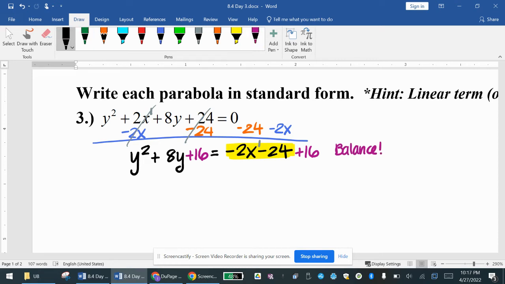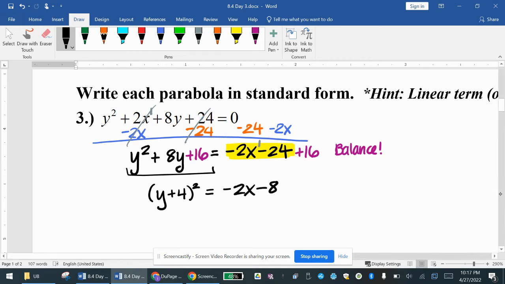And then I'm going to simplify. So this factors to y plus whatever half of this number is. It's a positive 8, so half of that would be 4. Or essentially, when numbers multiply to 16 and add to 8, they are 4 and 4. And over here, I'm just going to clean it up.